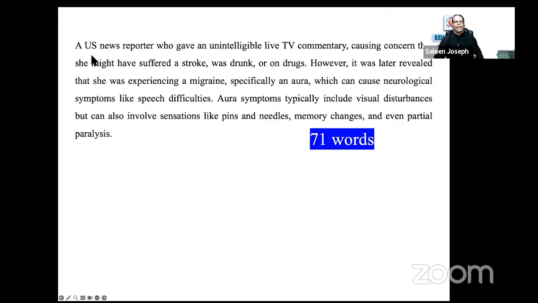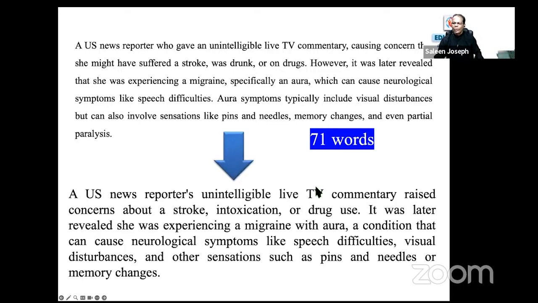See, that can be summarized as: a US news reporter who gave an unintelligible live TV commentary, causing concern that she might have suffered a stroke, was drunk, or on drugs. However, it was later revealed that she was experiencing a migraine, specifically an aura, which can cause neurological symptoms like speech difficulties. Aura symptoms typically include visual disturbances, but can also involve sensations like pins and needles, memory changes, and even partial paralysis. Even you can go even shorter. See, this is 71 words.